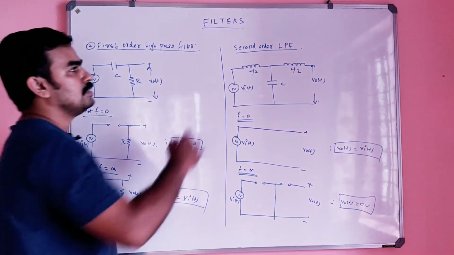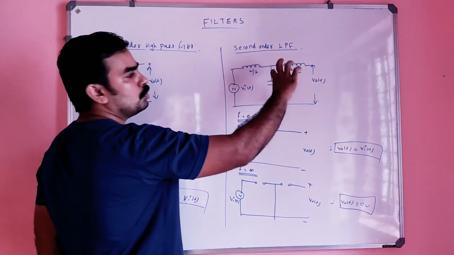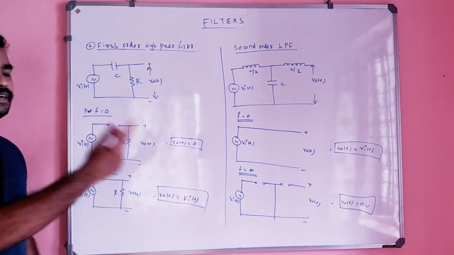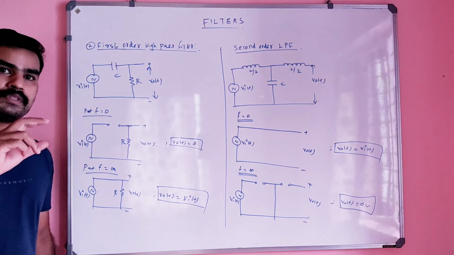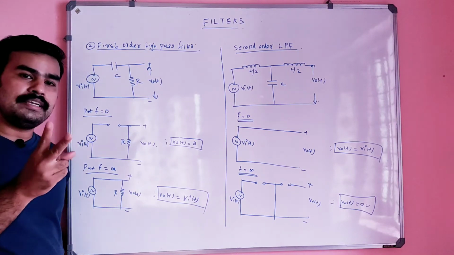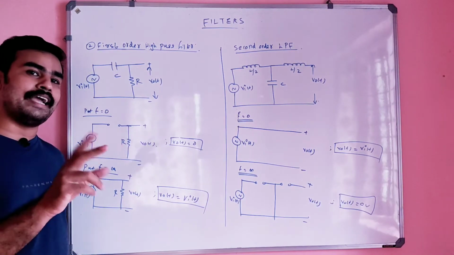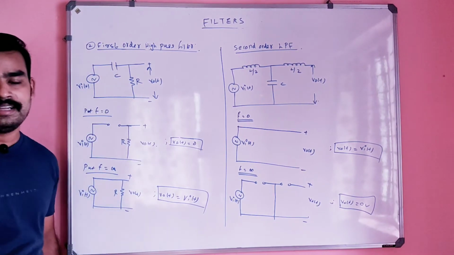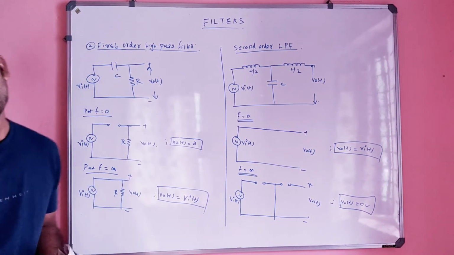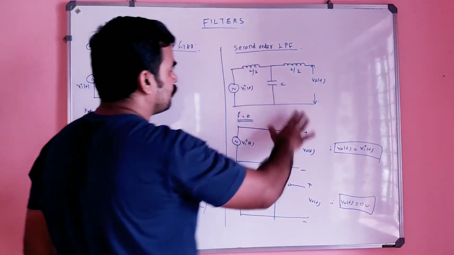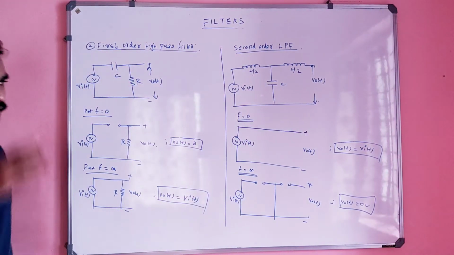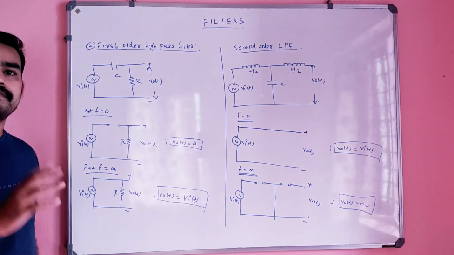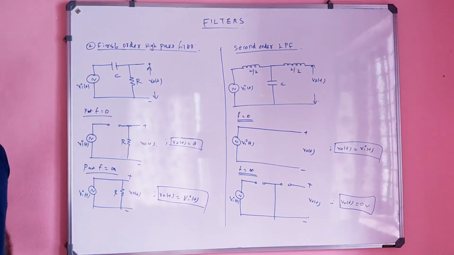So the second order means there are two dynamic elements, one inductor and one capacitor, so we have to introduce S and S. Two S's you have to include, that means S square will be the result. That is why the order is nothing but 2. That means if you derive the transfer function for the second order, definitely the power of S will be 2.